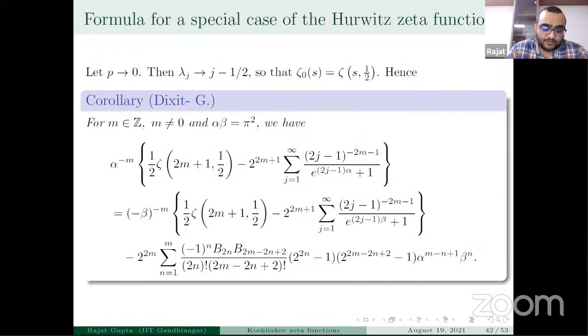Now, in the case of p tends to infinity, it is clear that it reduces to Ramanujan's formula for zeta(2m plus 1). But for p tends to 0, and we know that lambda_j goes to j minus half, so we obtained the formula for the Hurwitz zeta function at a equal to half. So we have this formula for alpha beta equal to pi square. We have this modular relation.